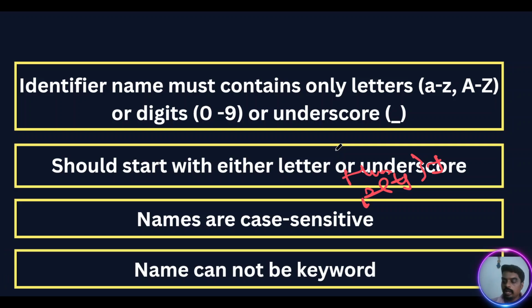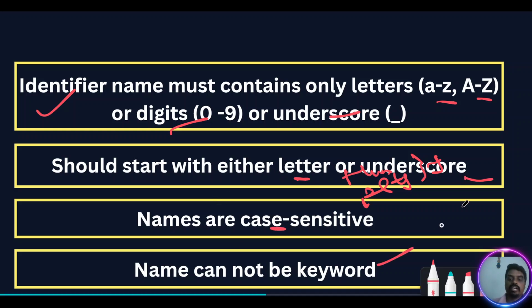I'm just repeating the same rules again. An identifier name must contain only letters, digits or underscore. It should start with either a letter or underscore. Names are case sensitive, and names cannot be a keyword.